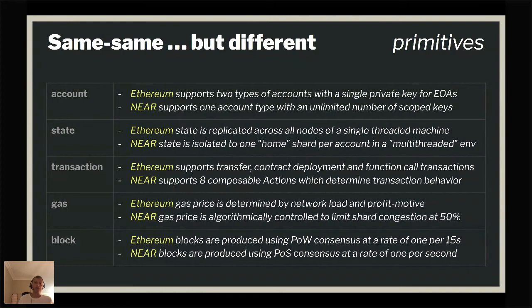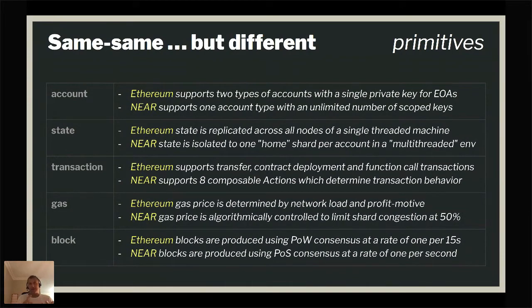With transactions, Ethereum supports, my understanding is, the ability to transfer value, to deploy a contract, and to invoke function calls on a contract. With NEAR, you have a little bit more flexibility in that you've got these eight composable actions, and these actions determine what happens. So what are we talking about when we say actions? Things like account management actions, like create account, delete account. Things like value management actions, like transfer value and stake value. Things like security-related actions, like add key and delete key. When you add a key, it's either a full access or a function call key.